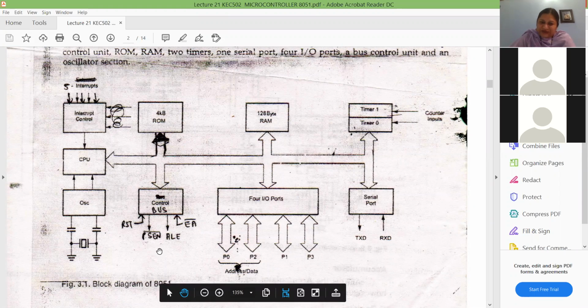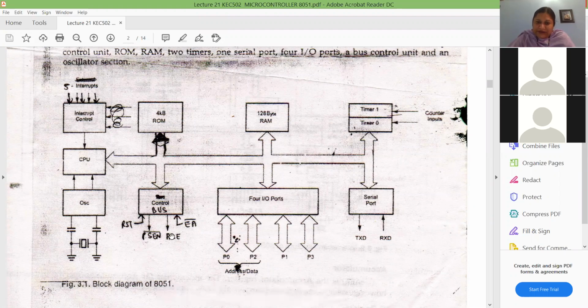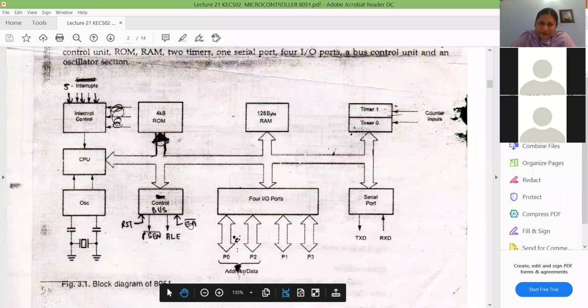And ALE is doing the same job. What is ALE doing? ALE is demultiplexing the lower order address bus, as it is doing in 8085. The same job it is doing in 8051 also. So these are the internal blocks, internal features of microcontroller.